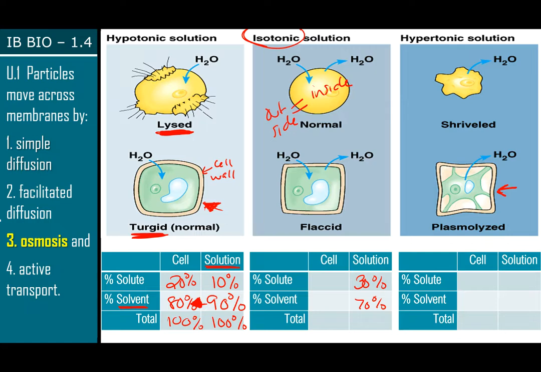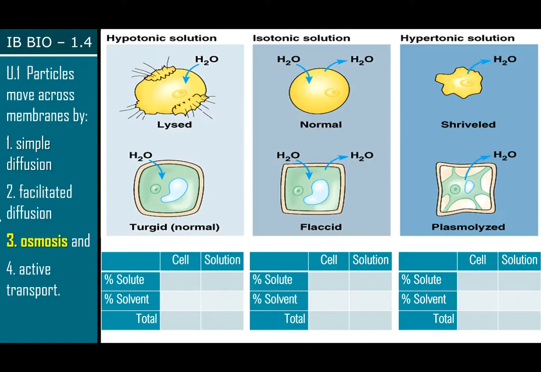If the cell is isotonic to the solution, it's the same: 30% solute to 70% solvent. Now these both add up to 100%, so we're not missing anything, right? And the water is the same in both. So water is going to move freely back and forth across the membranes, and you really don't have any change in shape. Plant cells tend to be kind of squishy when that happens.